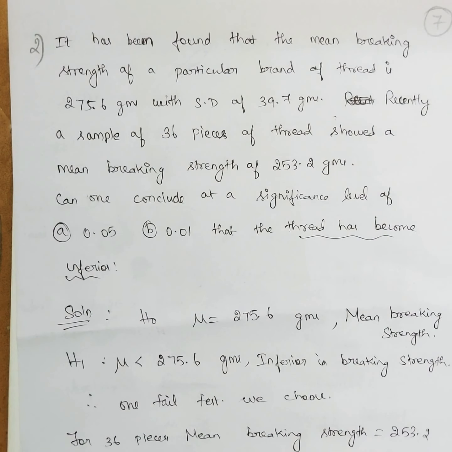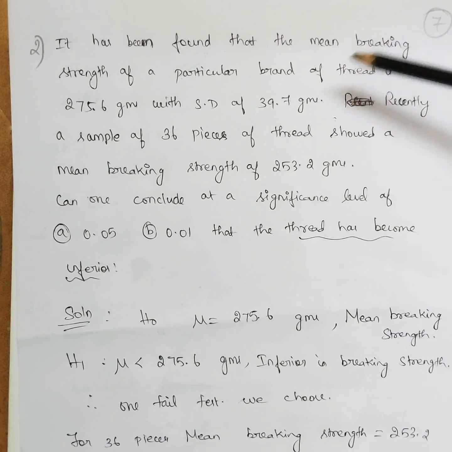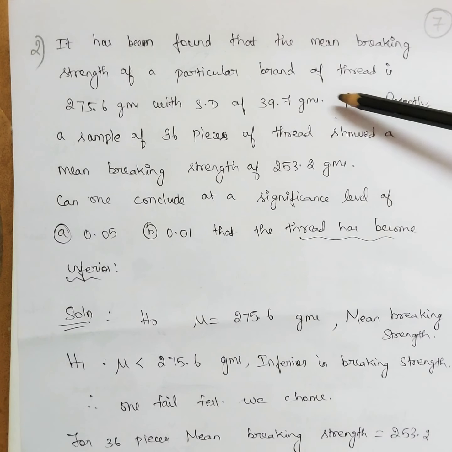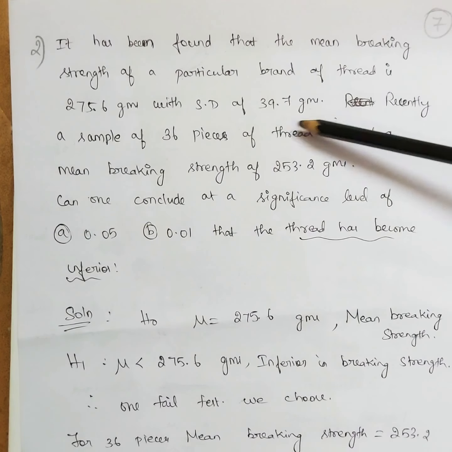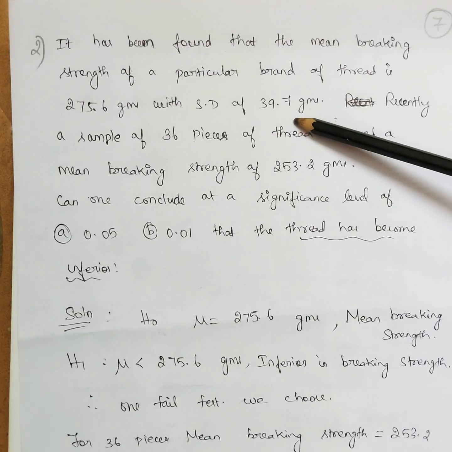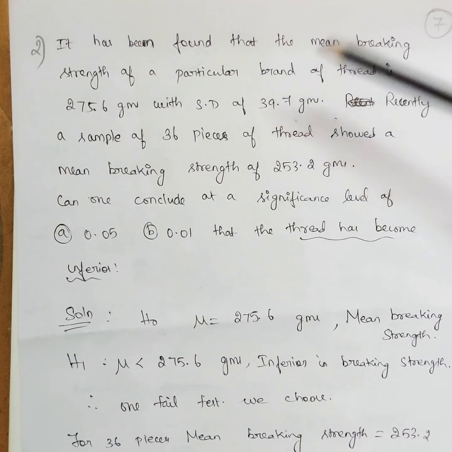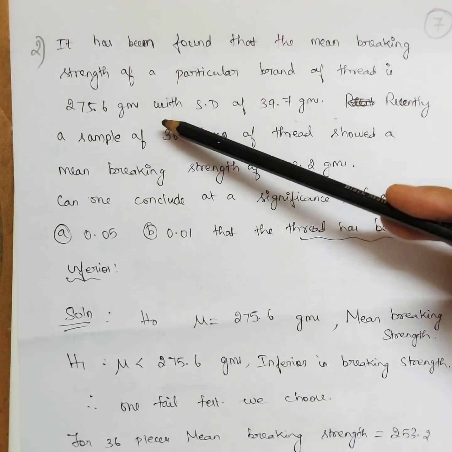It has been found that the mean breaking strength of a particular brand of a thread is 275.6 grams with standard deviation. If you see the previous problem and this problem, standard deviation is given. So there will be a slight change in the formula. Okay. So this is the clue. When you read it, standard deviation is there, there will be a slight change.